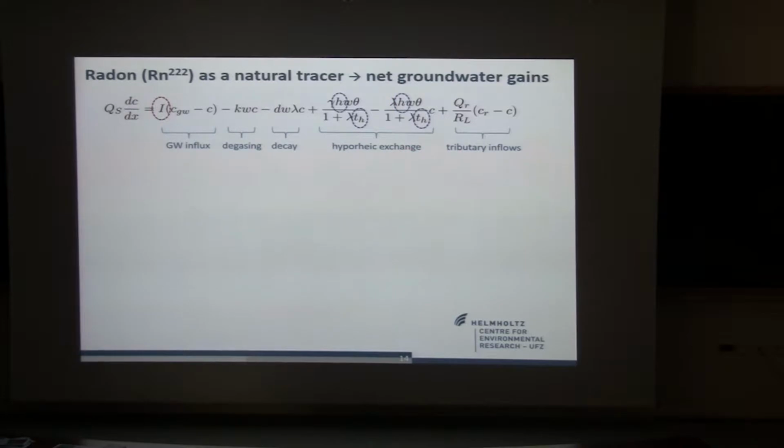And in this case, in our application, we fitted the observed radon concentrations or activities by changing this H and the TH, and the H being the depth of the hyporheic zone.